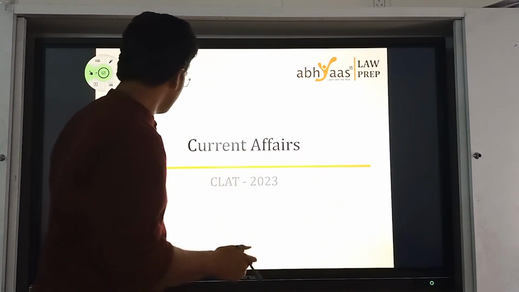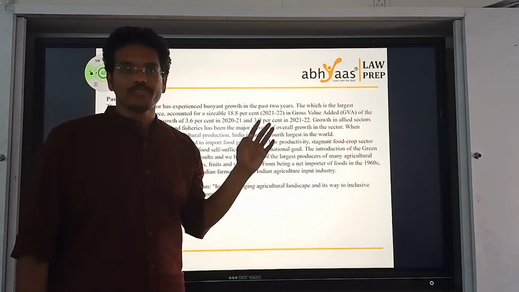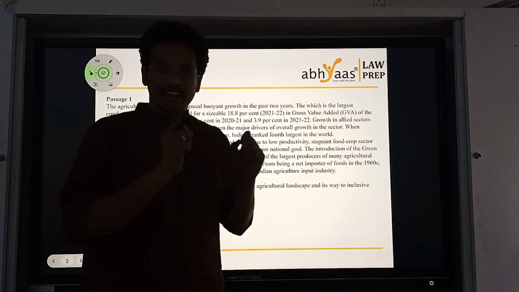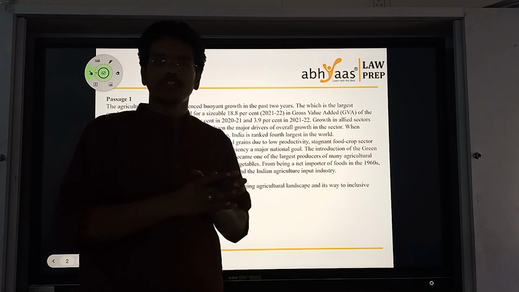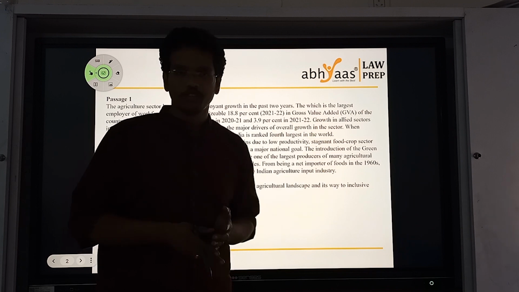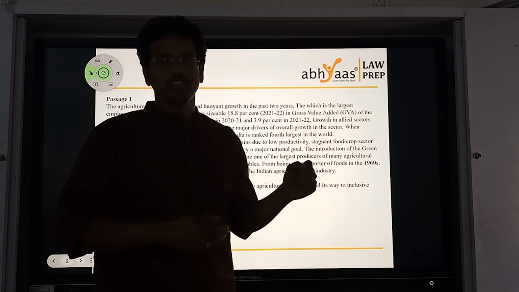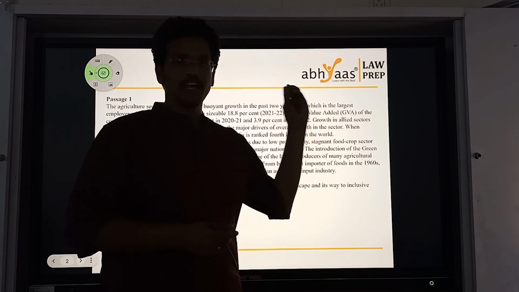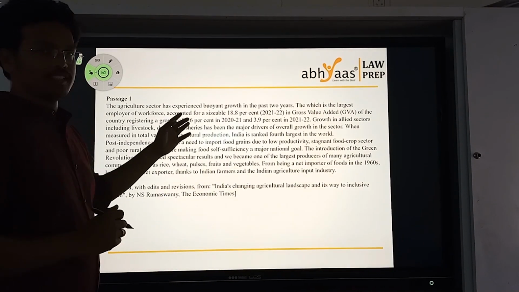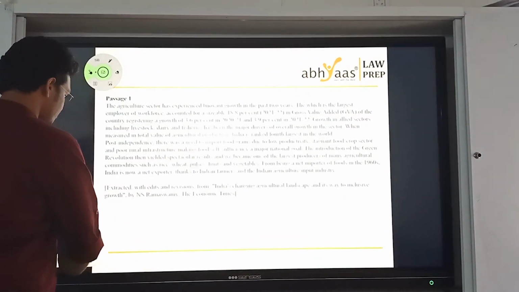Okay, let's start. The first passage is about the contribution of agriculture to the Indian economy. Most of the questions are direct in nature and almost half of the question paper is based on static. Earlier it used to be hardly 10 to 20% static, but this time around 50% static, 50% current affairs. So mostly direct questions, no scope of reasoning here.